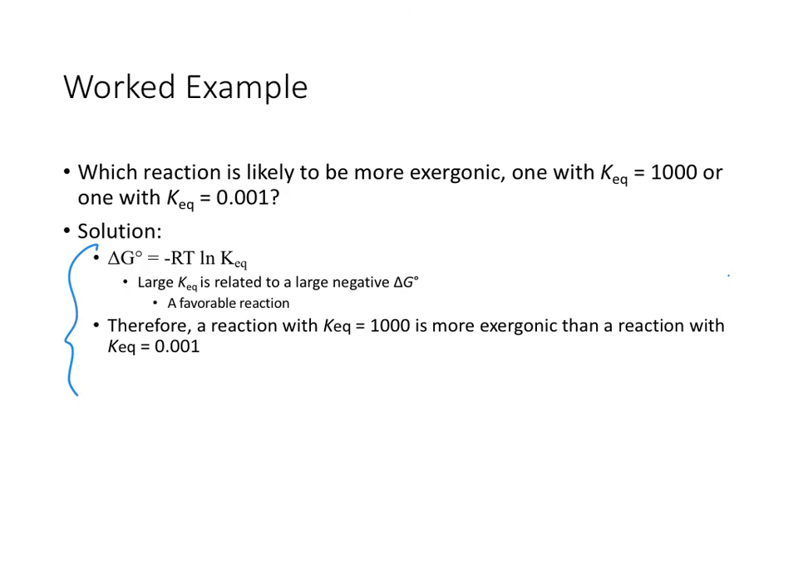Now you can check this by actually doing the math and taking the ln of 1,000 versus the ln of 0.001. If you use the ln of 1,000, you get a negative value for delta G, but the ln of 0.001 is a negative number, which would end up with a positive delta G. And don't forget, negative delta G equals spontaneous. Positive delta G equals non-spontaneous.